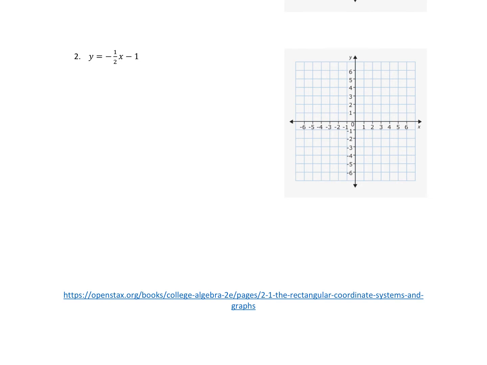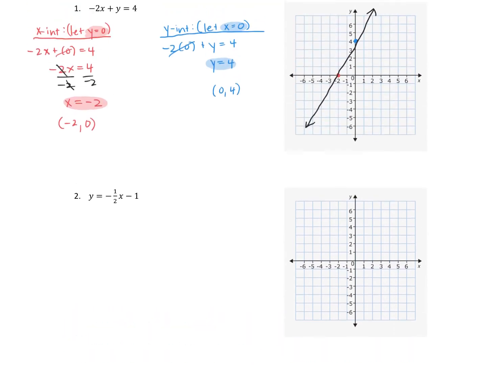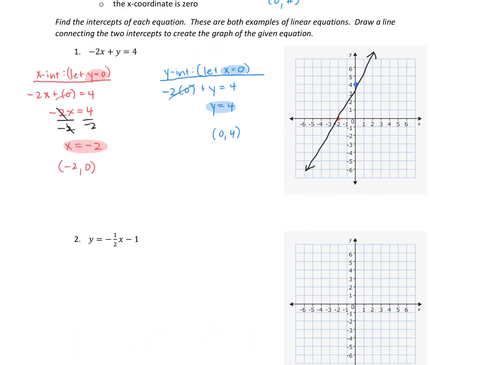Okay, number 2, y equals -1/2 x minus 1. I'm going to scroll back up for a second to compare the equations. Notice in equation 1, the x and the y were on the left and the constant was on the right by itself. This is called standard form.